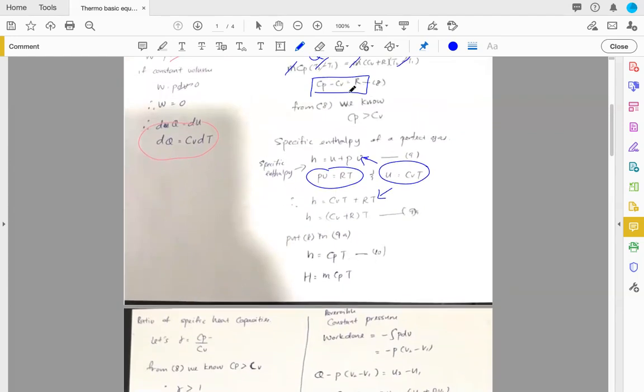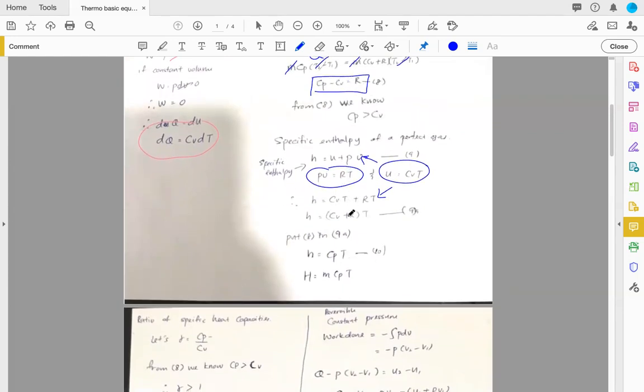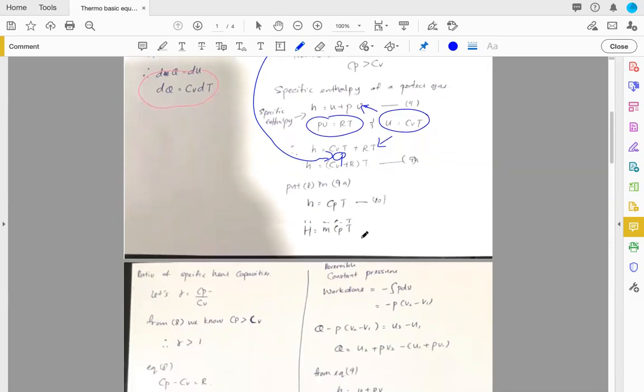And then we put the equation 8. It looks very similar, isn't it? If I move the Cv to this side in equation number 8, right? I have Cp equals R plus Cv. So that means I can replace this with Cp. In other words, H equals CpT, or H equals mCpT. In this, T is the temperature.